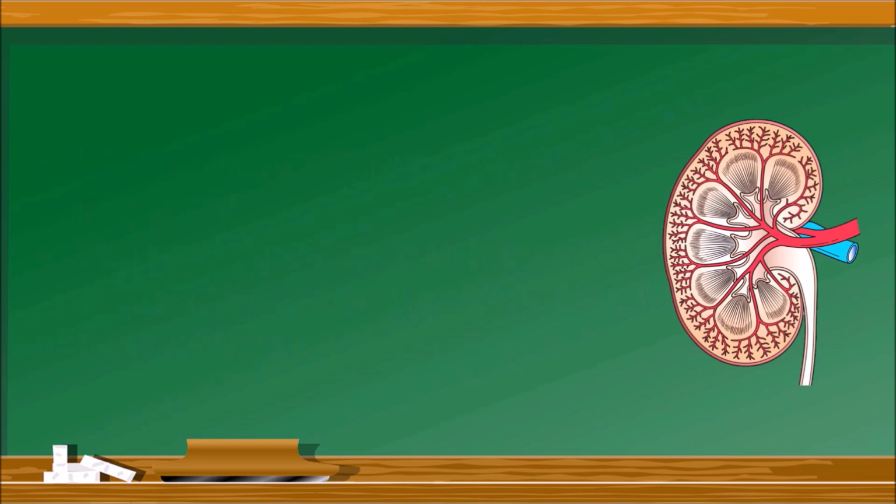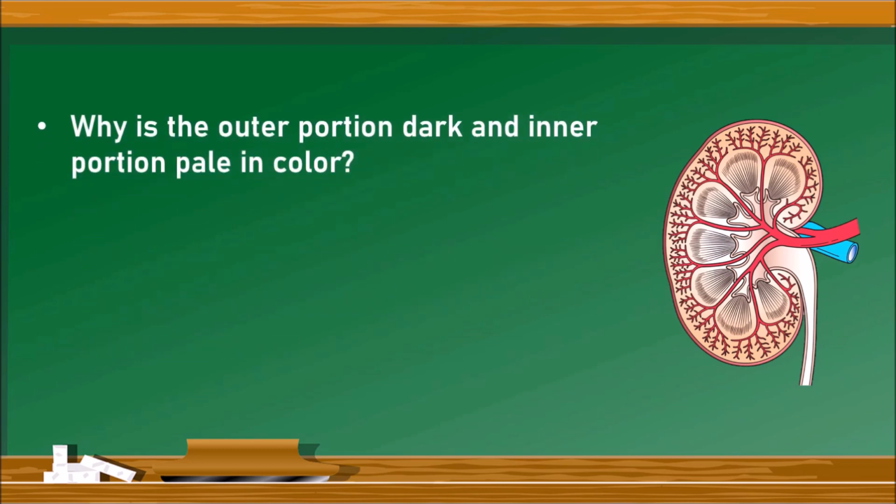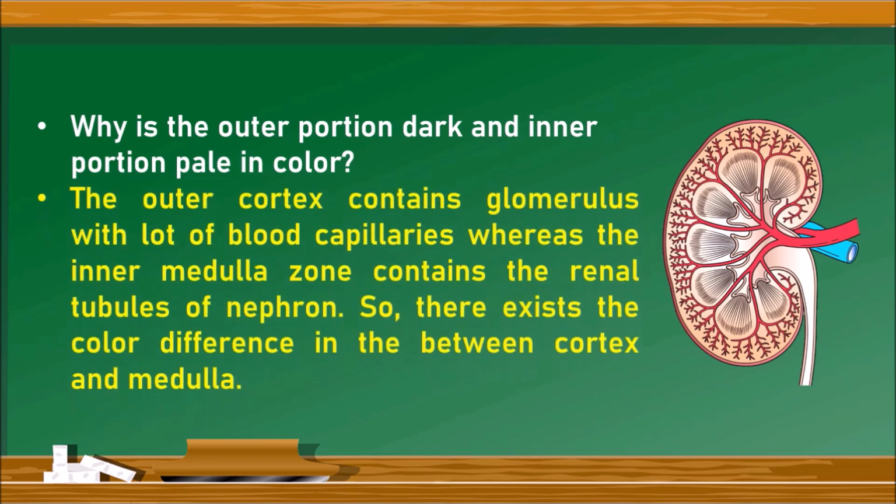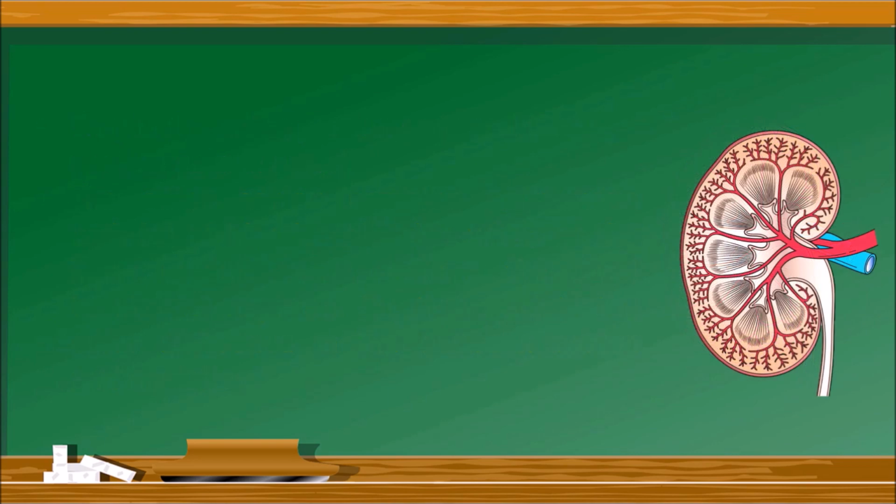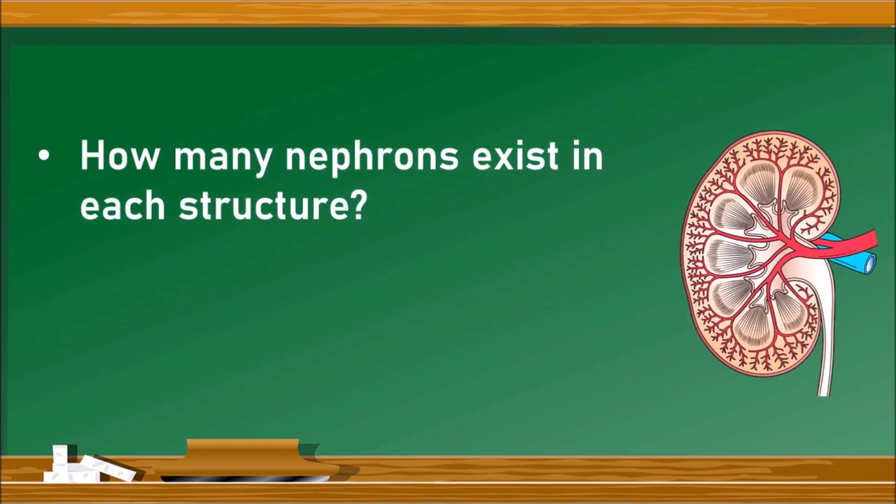Next question. Why is the outer portion dark and inner portion pale in color? Because the portion which is said to be the outer portion is known as cortex. The cortex contains the glomerulus of the nephrons, which are highly tangled blood capillaries. Whereas the inner medulla zone contains the renal tubules of nephron. Due to the presence of glomerulus, the cortex is dark red in color, whereas the medulla is pale red in color.